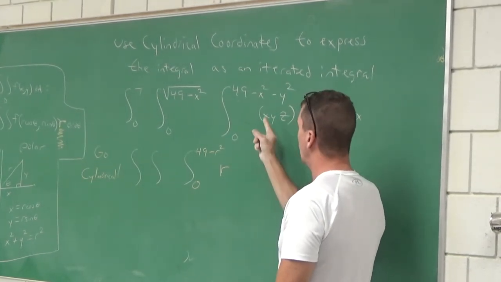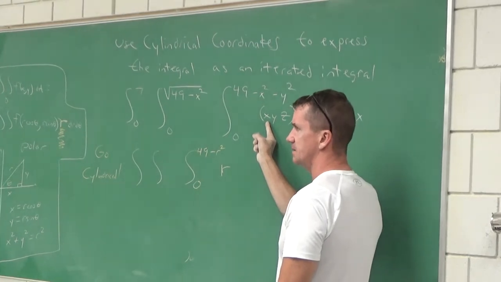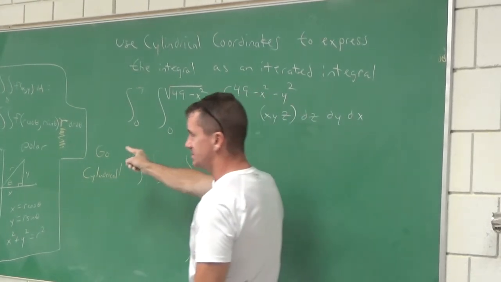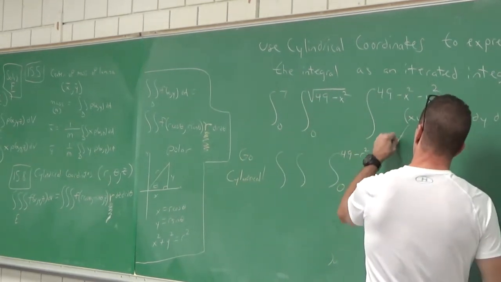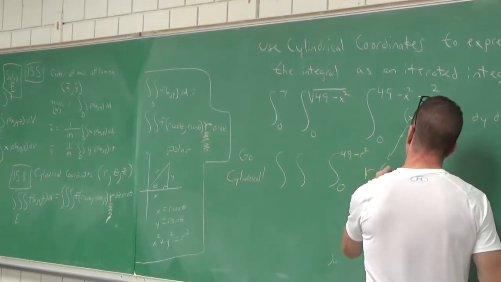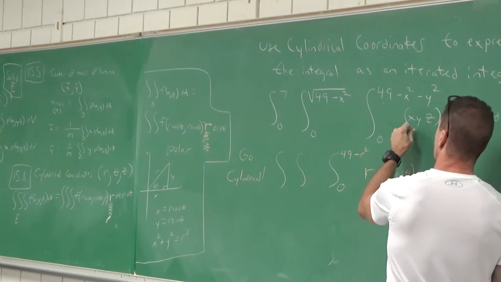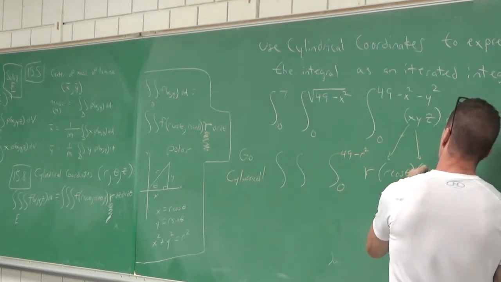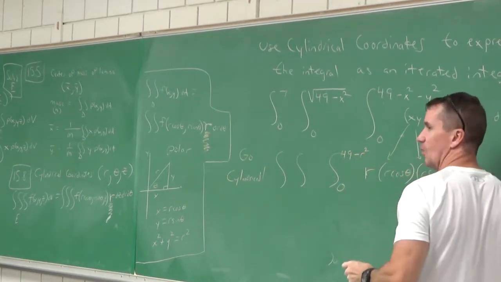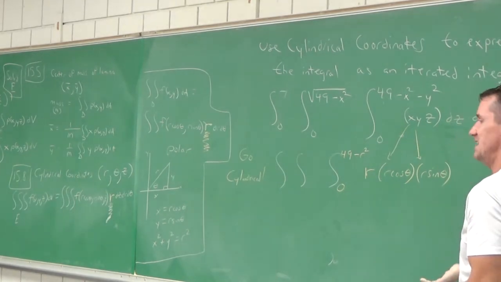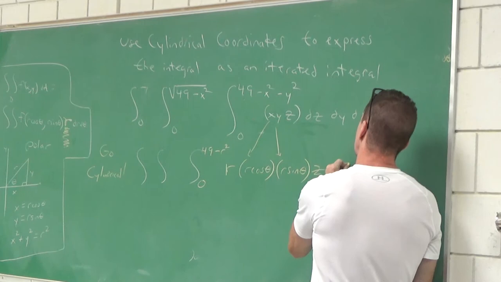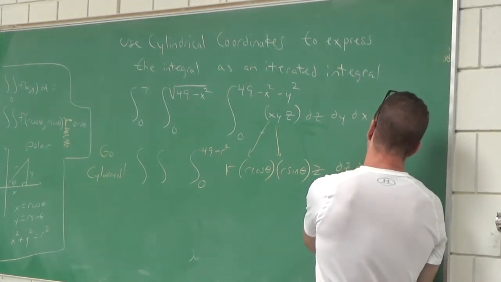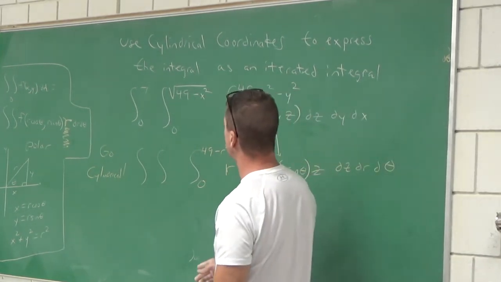What's x, though? I can't leave that. I've got to put all that, don't I? I've got to put that entire what? r cos theta. All right, what's y? r sine theta. What's z, though? Oh, it's cylindrical coordinates. z is just what? z. dz, dr, d theta. Oh, we're rolling.